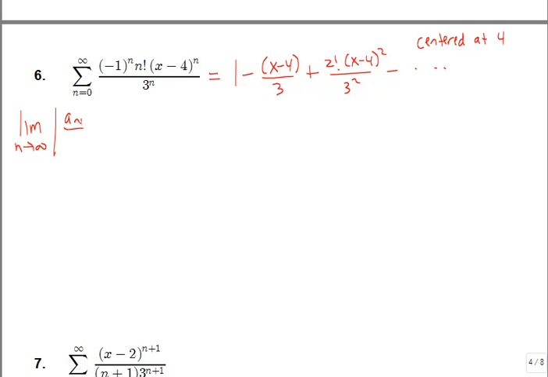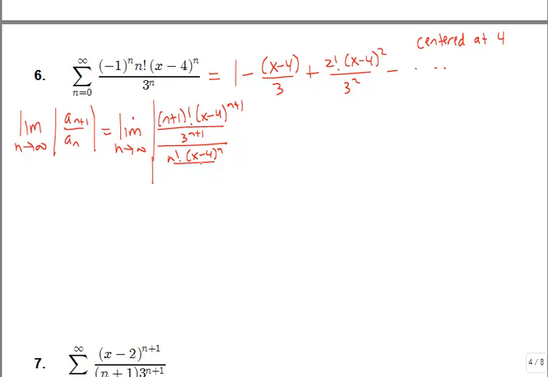Now to find the interval of convergence, you're going to start by taking the limit as n goes to infinity of our nth plus 1 term over our nth term. So that knocks out our alternating piece, and this is going to become an n plus 1 factorial, x minus 4 to the n plus 1 over 3 to the n plus 1, and we're dividing that by n factorial, x minus 4 to the n over 3 to the n. So if we multiply by the reciprocal, then this fraction flips over and becomes 3 to the n over n factorial, x minus 4 to the n.